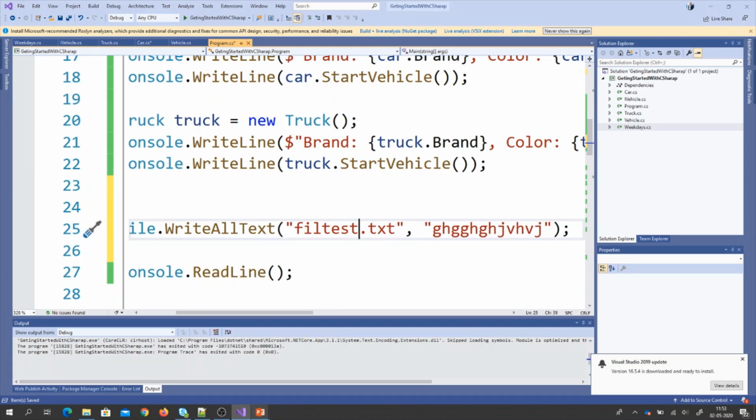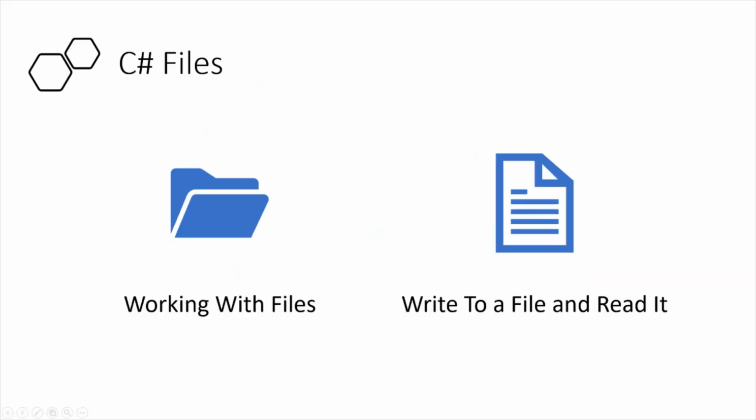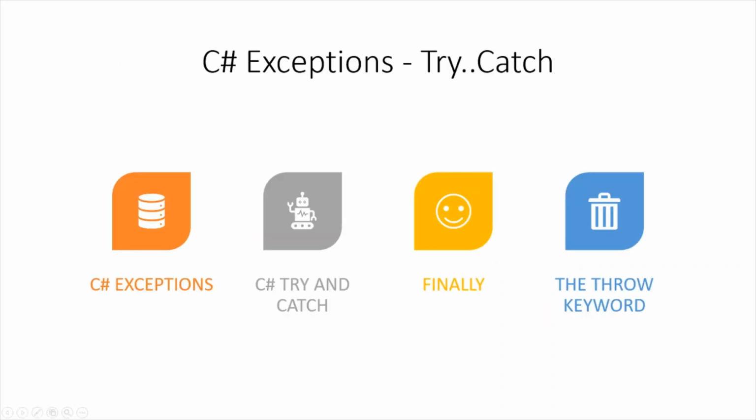Simple. Same way you can read all text from a specified path, and I will not go into more detail about this, but I just wanted you to know that there is a namespace called System.IO which exists to do all these functions. So, try catch exceptions.